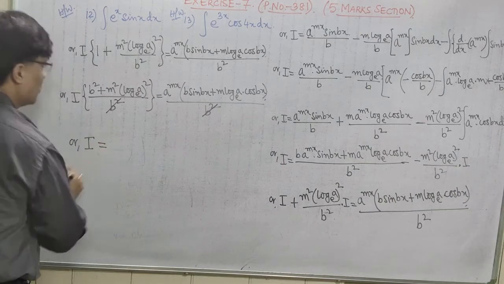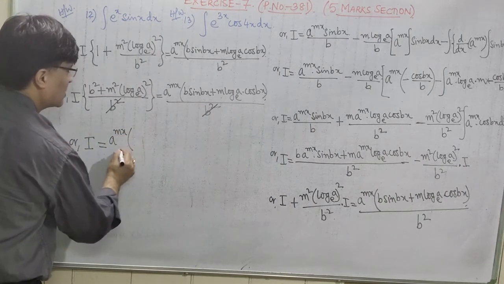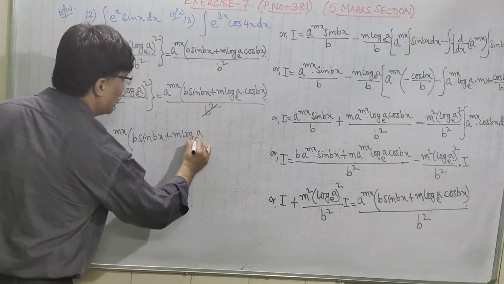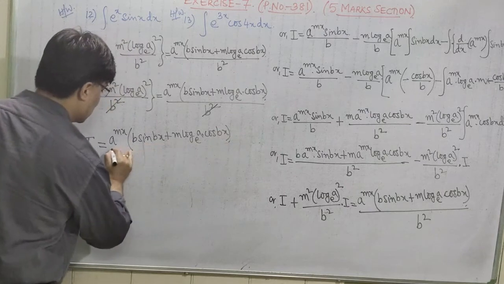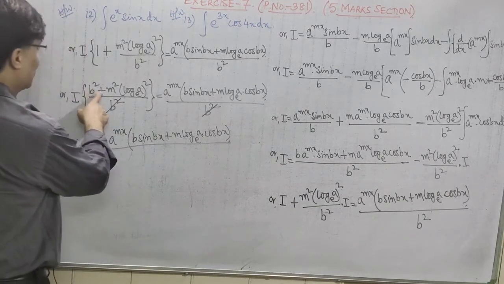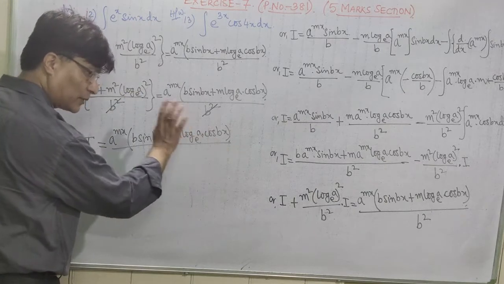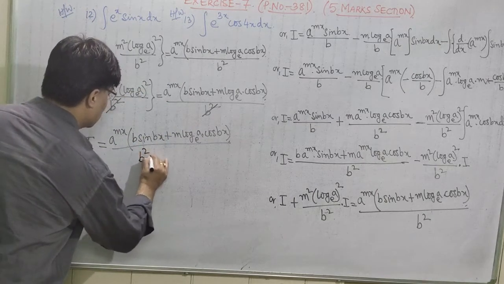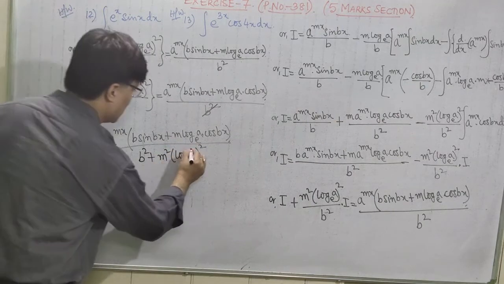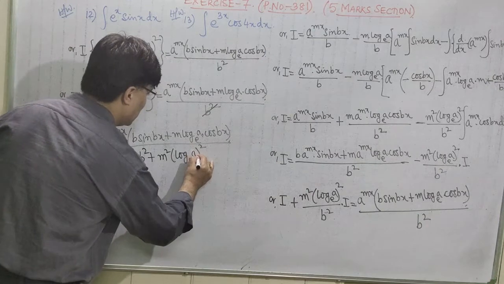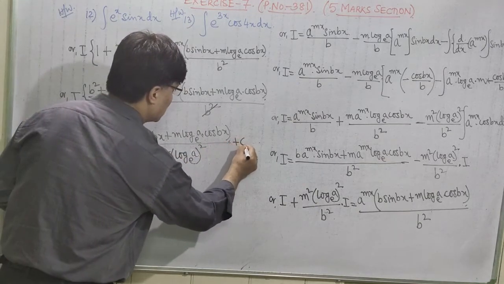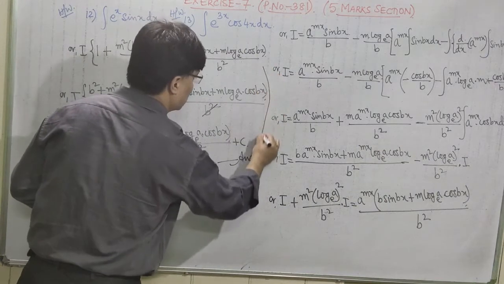Now let us get the value for I. What is I equal to? This is a to the power mx within bracket b sine bx plus m log a base c into cos bx, this whole divided by what? The b square plus m square into log a base c whole square is taken to the right hand side, so you should write it in the denominator. So this is b square plus m square into log a base c whole square. Then plus c. So this is the final answer.